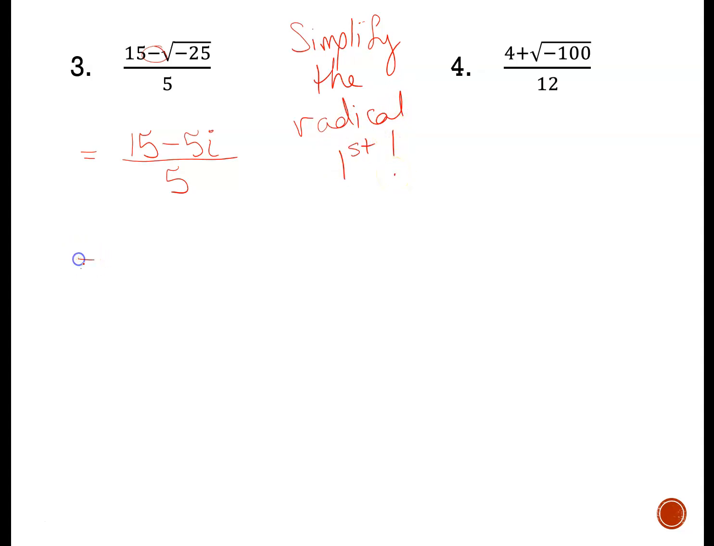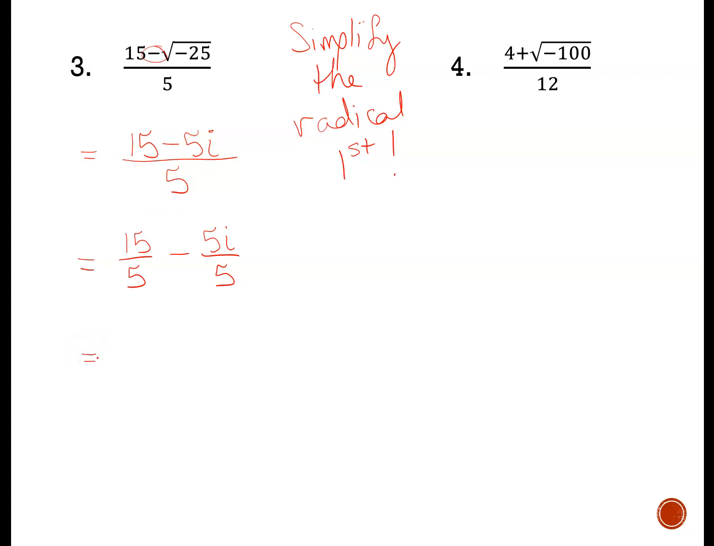Now, once you've done that, to divide by 5, you have to divide each term on the top by 5. So you're going to write it like this: 15 divided by 5 minus 5I divided by 5. It has to go into both. You cannot cancel those 5's out. You're not allowed to cancel over addition or subtraction. Only multiplication, so do not cancel. Just write the 5 under each.